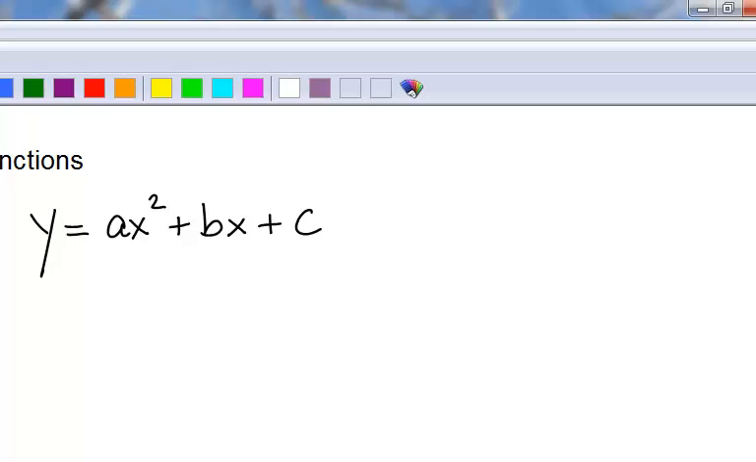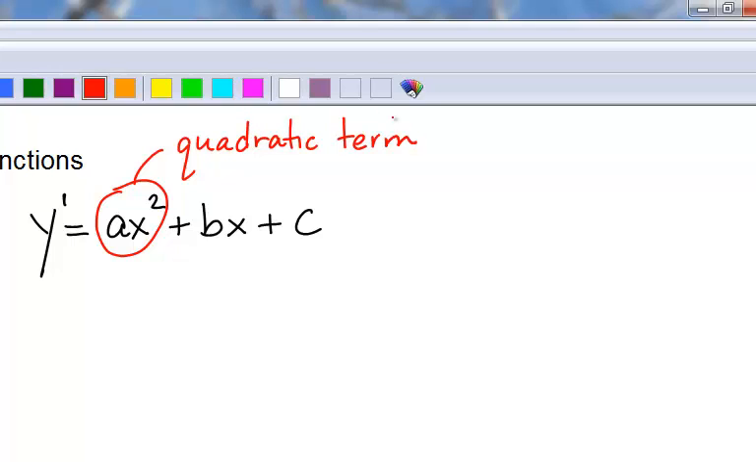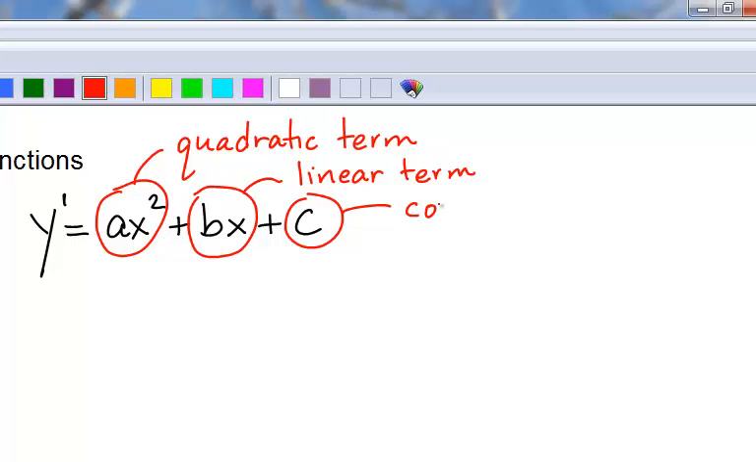The part that makes it a quadratic equation is it's a y to the first and an x squared. Okay, a y to the first and an x squared. These terms have special names. Okay, this one, the squared term, is the quadratic term. The x to the first term, the bx, that one is called the linear term. And the c is just called a constant.